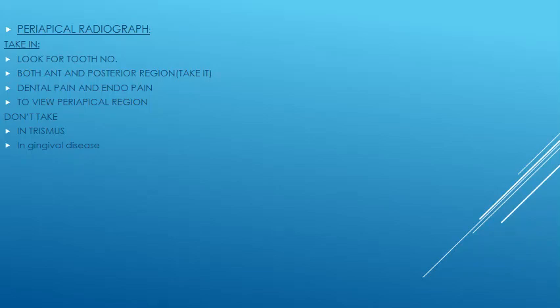So first is periapical radiograph. Periapical radiographs are used to detect any kind of abnormality in the root structure and the surrounding bone structure. So when you have pain in the periapical region, which is because of an endodontic cause, that is, there is a dental pain, you will take this radiograph.